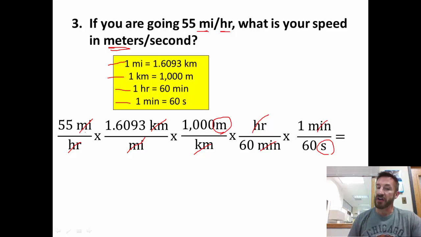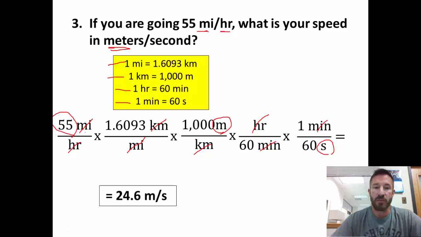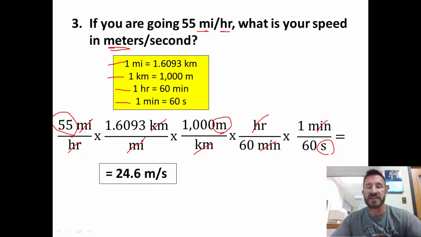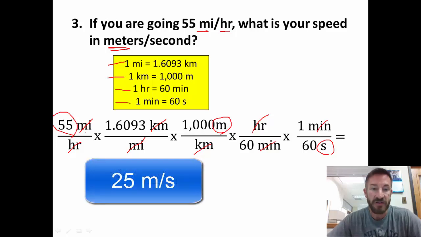Now to do this in your calculator, you should only have to hit enter once. So you say 55 times 1.6093 times 1,000 divided by 60, enter, and then you should have your answer. And notice we started with 55, which really has what we call 2 significant figures, so let's only express our answer that same way. Oops, I wrote 24.6. I probably want to round that up to 25. So I'd say 25 meters per second. That's our final answer for that.